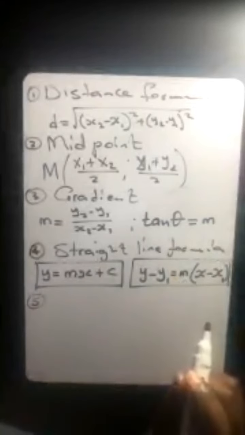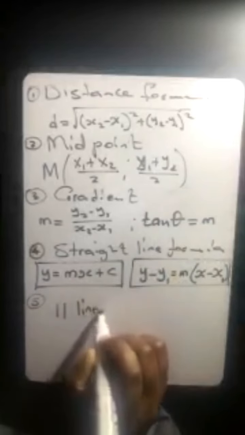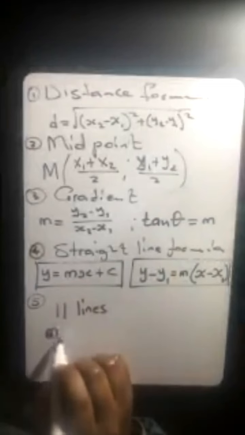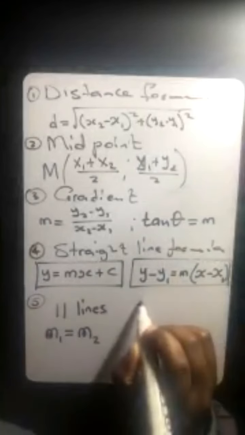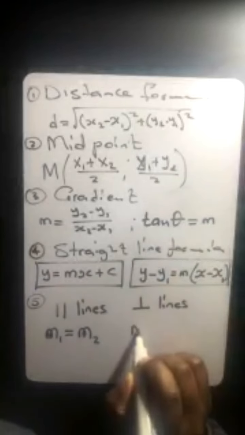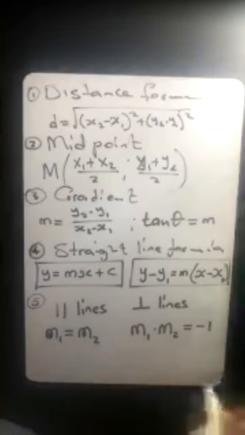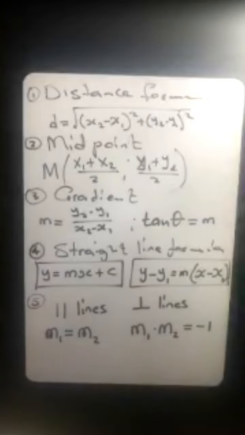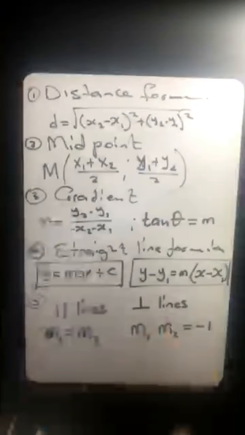The other thing that you need to be aware of is that for parallel lines, gradient number 1 is equal to gradient number 2. For perpendicular lines, gradient number 1 multiplied by gradient number 2 is equal to -1. It is very important that you are aware of all of this. On Monday I did a lesson introducing you to analytical geometry, where I explained all of this in detail.